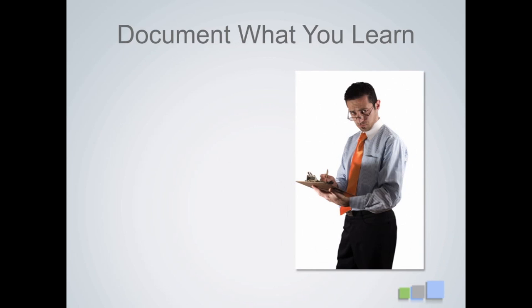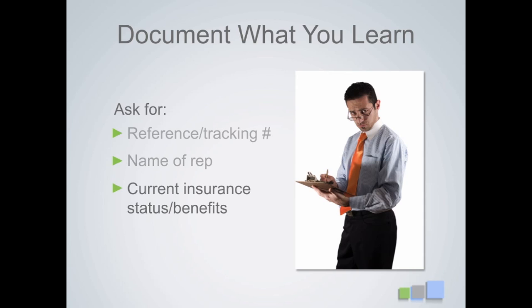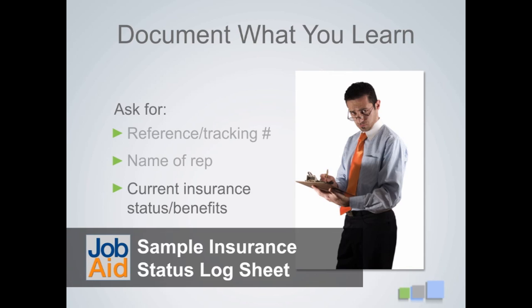Whenever you contact a patient's insurance company, be sure to document the information you receive. This includes remembering to ask for the reference or tracking number and the name of the representative you speak with. Then you can note any relevant information about the patient's benefits and insurance status. The downloadable job aid Sample Insurance Status Log Sheet will give you a sample log that you can adapt for your own needs. It's a designated place to record all the information from your phone conversation.